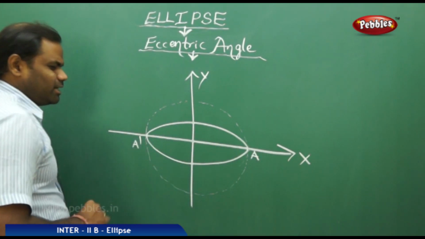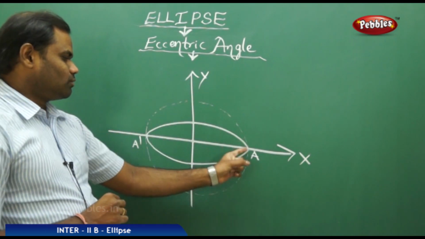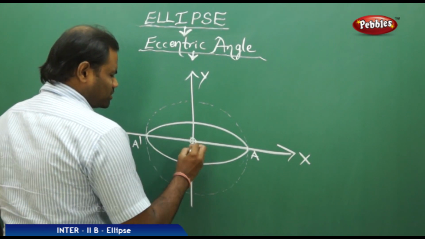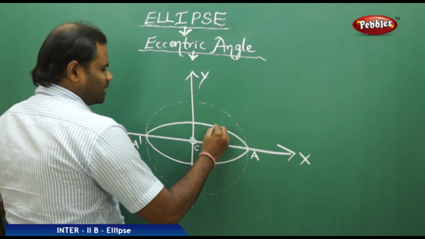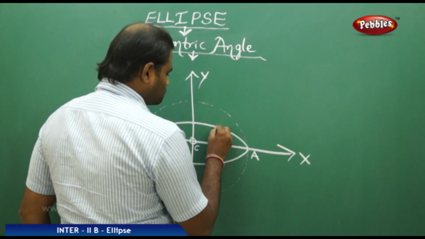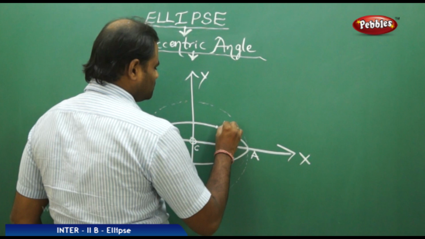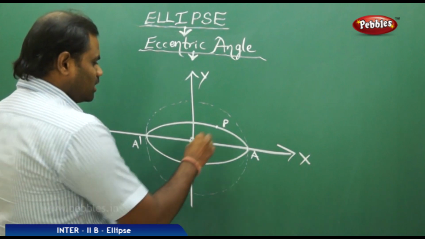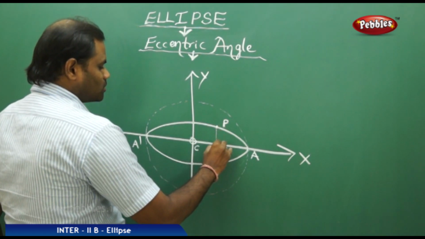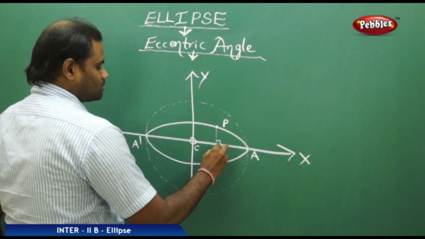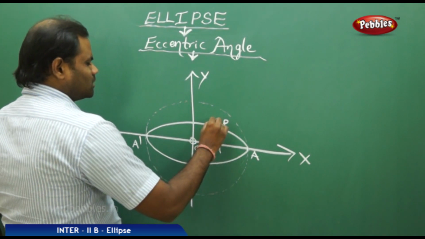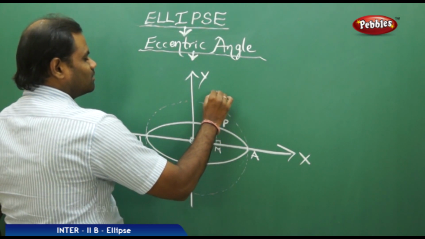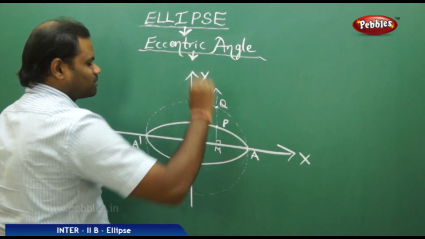with diameter as AA dash. Now this is the auxiliary circle for the ellipse in standard form. Here, the center is the origin. Let me take a point P on the ellipse. For this point P on the ellipse, let me drop a perpendicular onto the major axis, and let me extend this so that it cuts the auxiliary circle at some point Q.